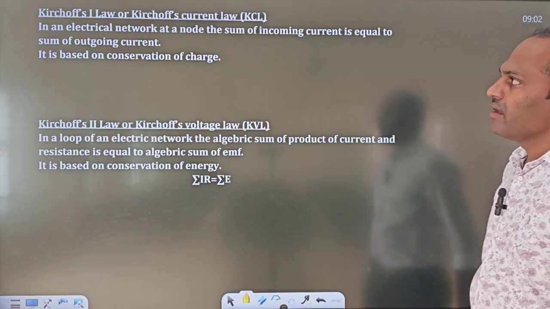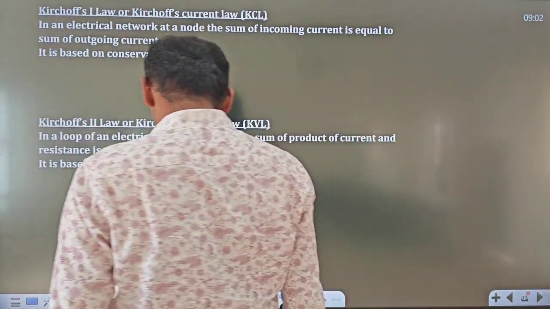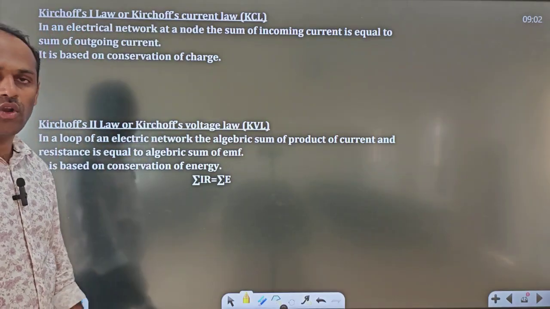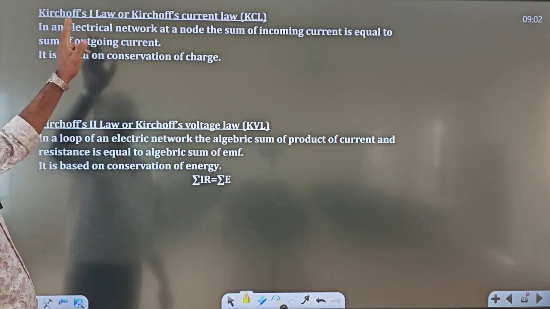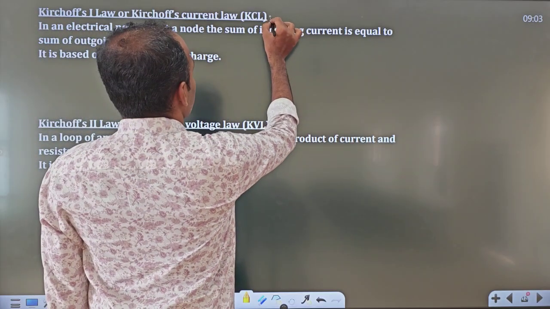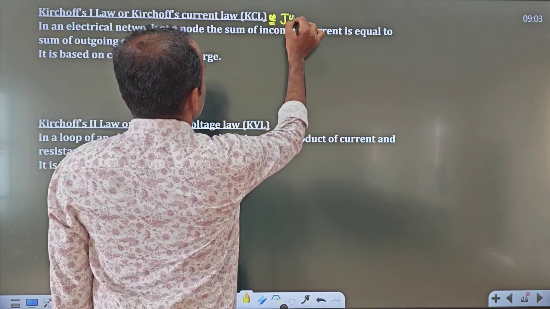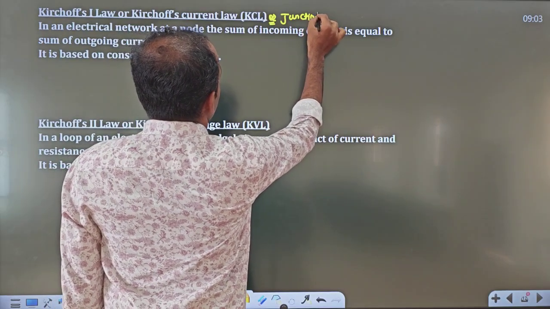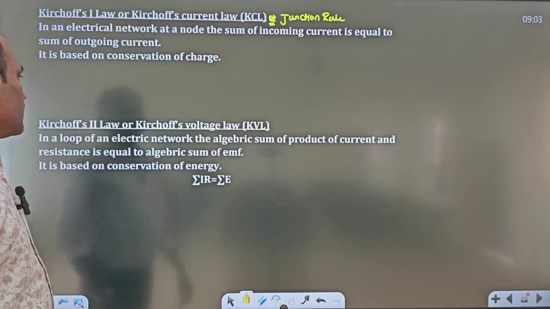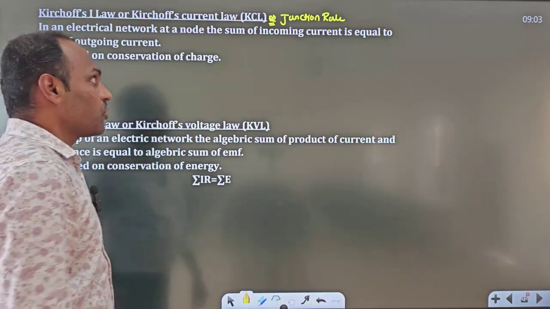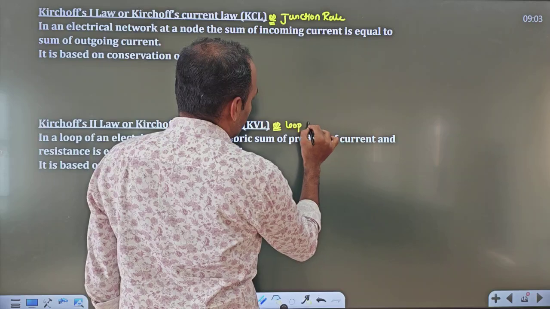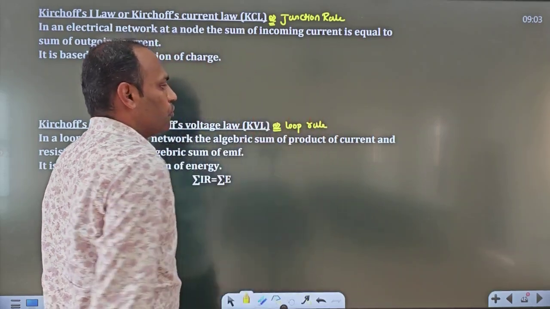Okay, next. Before we go to the Wheatstone's network derivation, we should understand Kirchhoff's laws. Kirchhoff's first law is also called Kirchhoff's current law, or the junction rule, because this is applied for a junction. Kirchhoff's second law, or Kirchhoff's voltage law, KVL, is also called the loop rule, because it is applied for a loop.